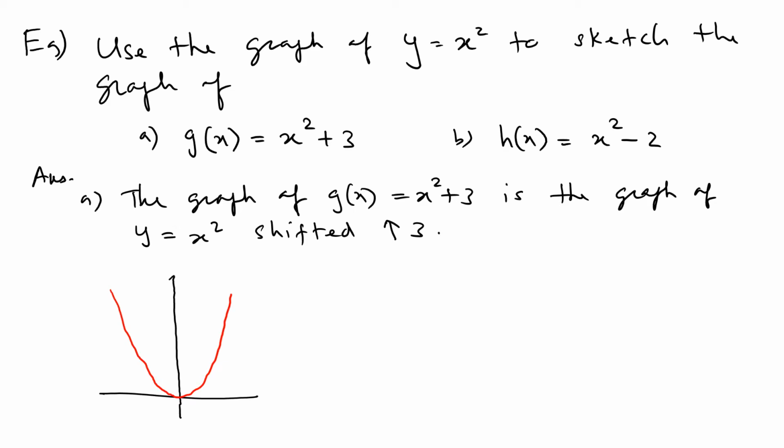So this is the graph of y equals x squared. Now what we're going to do is lift this graph up by 3 units everywhere. So each point is going to move 3 units up. So that's the new point. And this one also goes 3 units up. So that's the new point. Same thing. Move each point 3 units up, and then you connect those dots, and you get the new graph.